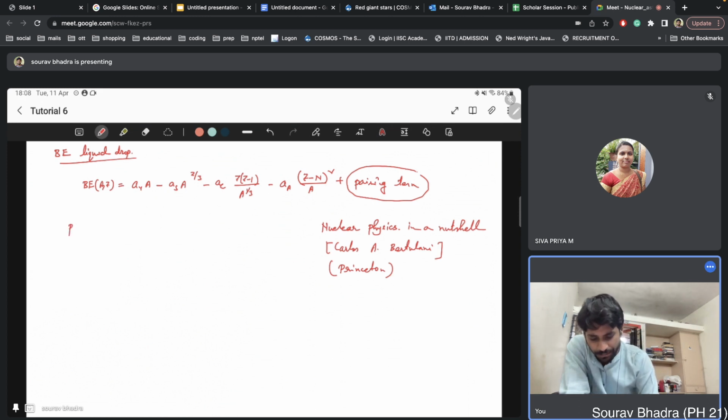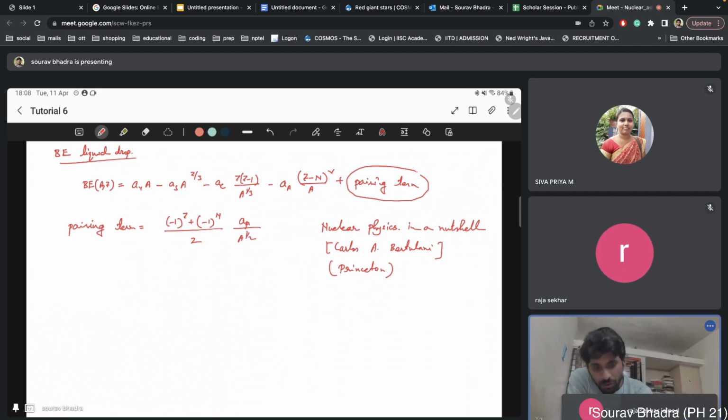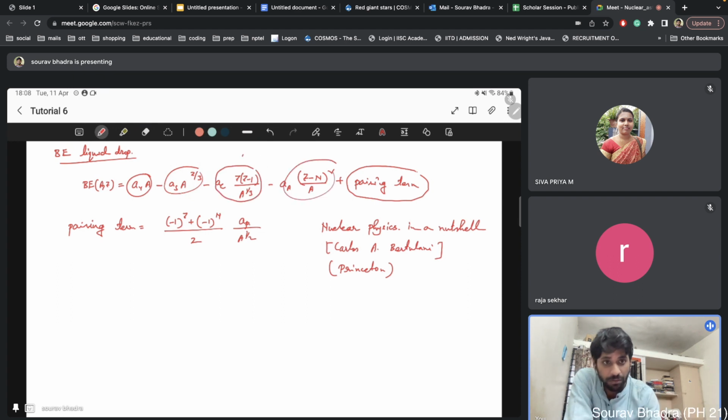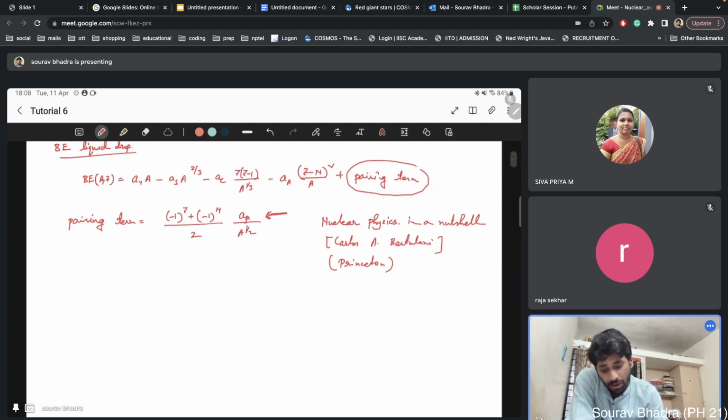Now the corrected version of the pairing term can be written as minus 1 to the power Z plus minus 1 to the power N, by 2, A to the power minus 1 by 2. All these terms: this was the volume term, this is the surface term, then the asymmetry term, and the third one is the Coulomb term. So all those are there, and also the pairing term. The most correct way is to express it like this, where Z is the number of protons and N is the number of neutrons.